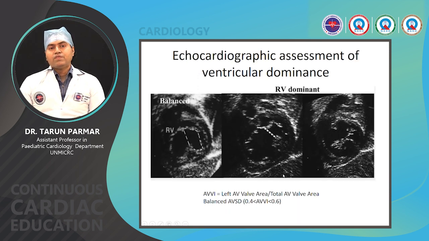So how can you define that? By doing the echo you can visually see, but by the AV valve index you can define it. What is the AV valve index? When you calculate the left AV valve area and divide by the total common AV valve area, that is known as the AV valve index. So for a balanced AVSD, roughly it should be 0.5, but 0.4 to 0.6 is considered a balanced AVSD. If it is less than 0.4, then it is an unbalanced AVSD.